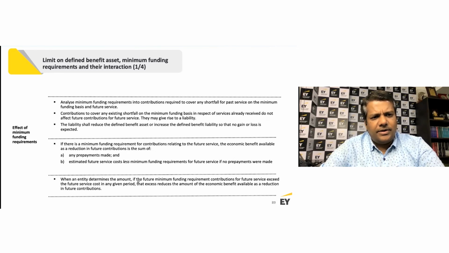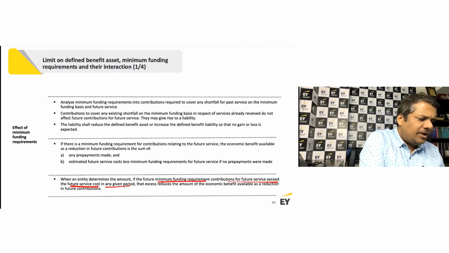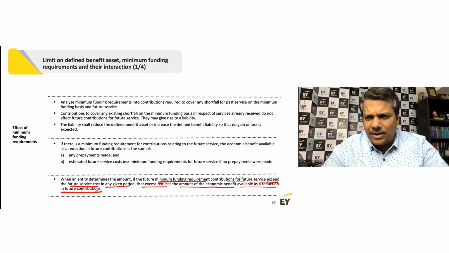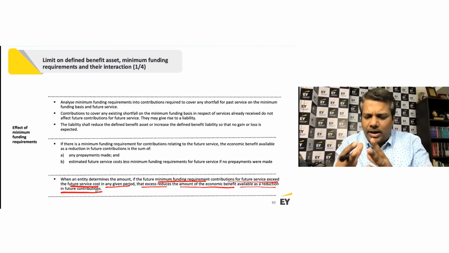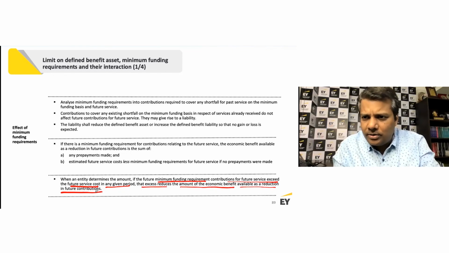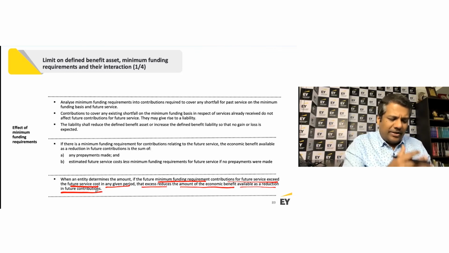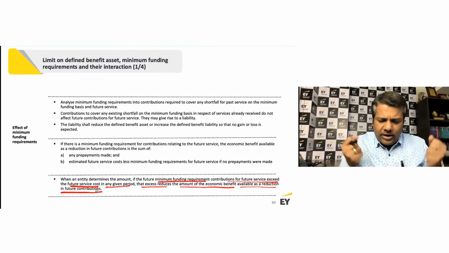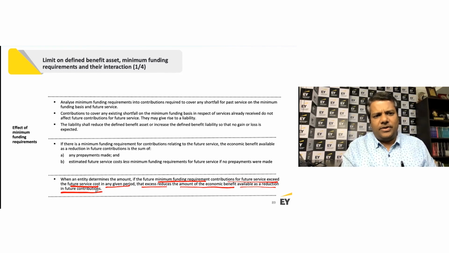And the last bullet we have here is, when an entity determines the amount, if the future minimum funding requirement contributions for future services exceed the future service cost in any given period, that excess reduces the amount of the economic benefit available as a reduction in future contributions. So the sum total of all of this is that you need to look at how this interacts with your obligations, your assets, your future contribution, minimum contributions, and so on and so forth, as you determine how much asset, if there is a surplus, I can record in a way that gives you a cushion in the P&L. But again, the standard setters don't want you to record an asset till the time you have the ability to utilize it, either by taking a refund, or by reducing your future contribution.